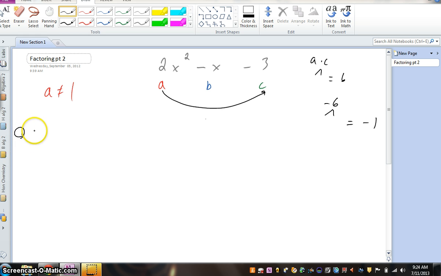Whenever you put your factors, all right, I'm going to put this. Each factor gets an x, okay? Gets an x. Now, here's what I mean.